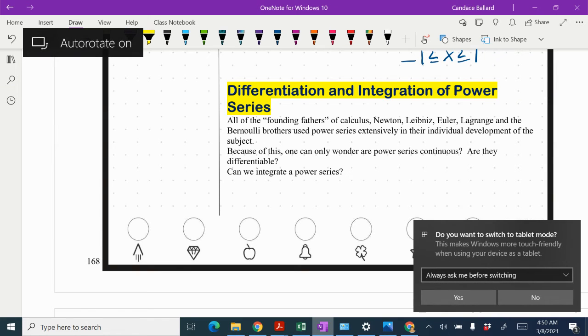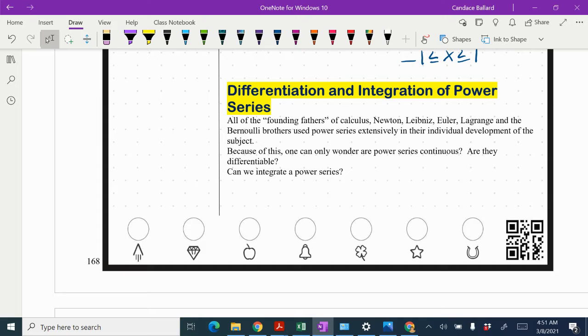In this video, we're going to continue topic 10.13, radius and interval of convergence. And we're going to talk a little bit about differentiation and integration of a power series. All of the founding fathers of calculus, Newton, Leibniz, Euler, Lagrange, the Bernoulli brothers, used power series extensively in their individual development of the subject.